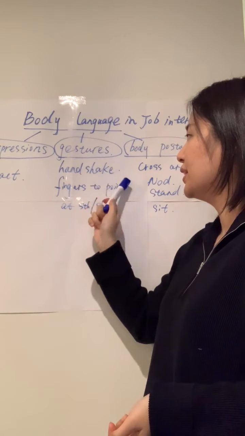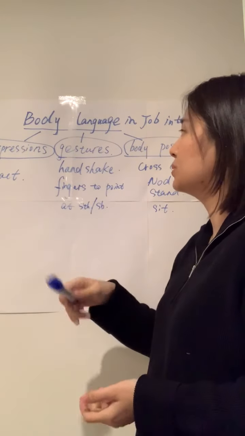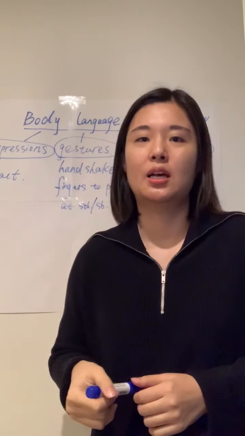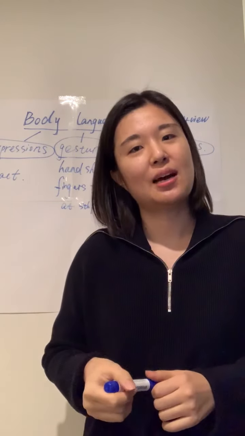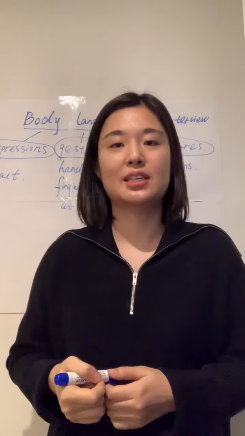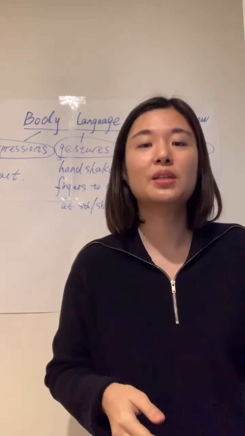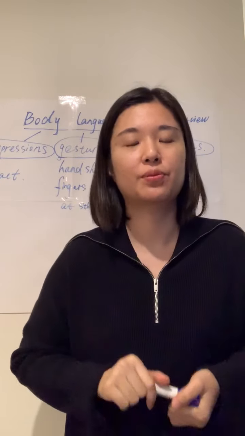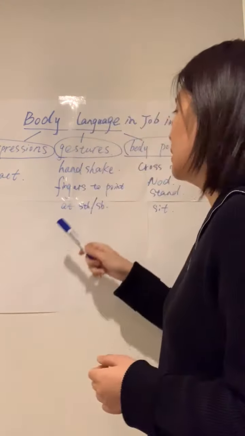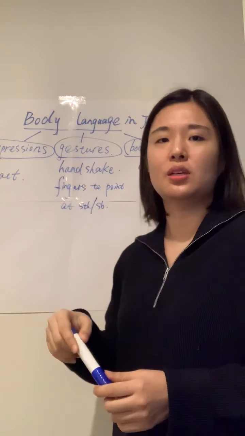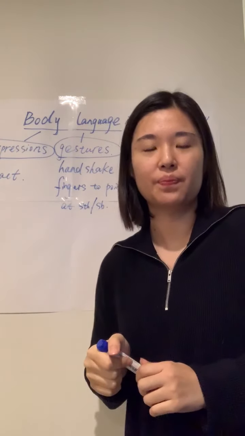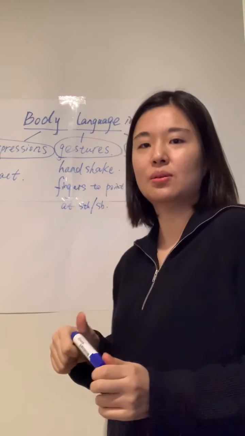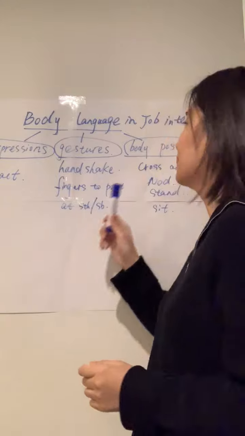Gestures: handshake, fingers pointing at something or somebody. Handshake, I will explain more, because especially in our Chinese culture, when we meet someone for the first time, handshaking is a very respectful way, right? And pointing fingers at someone, do you think that is good manners, good behavior? To point at you? No, right? So avoid doing this.